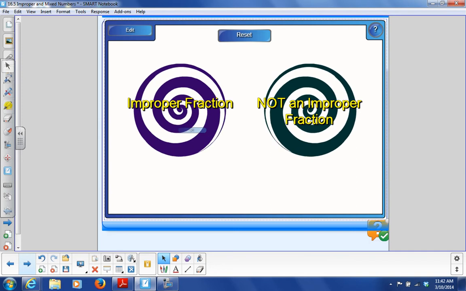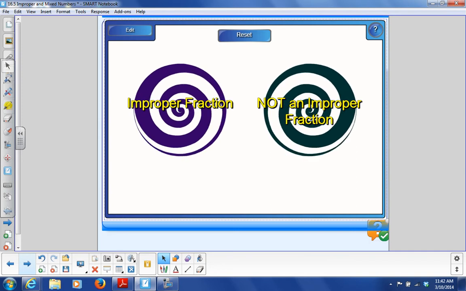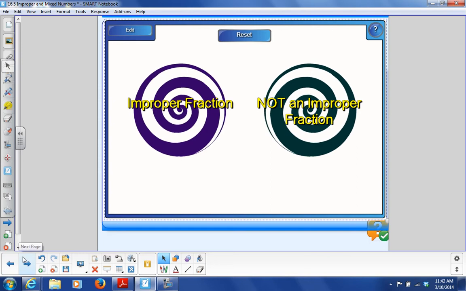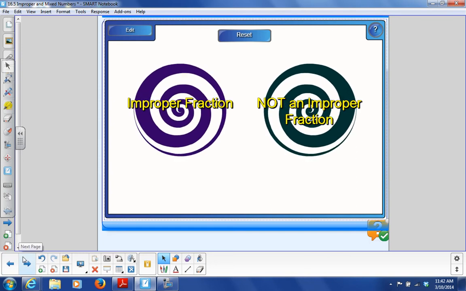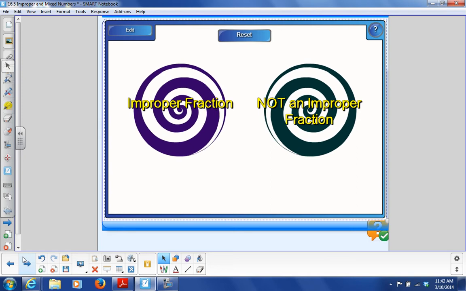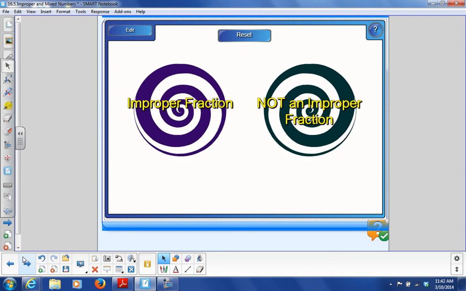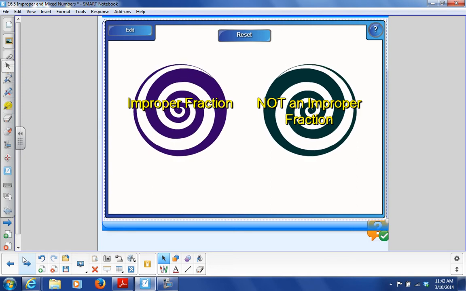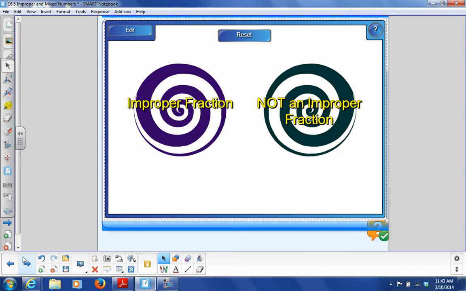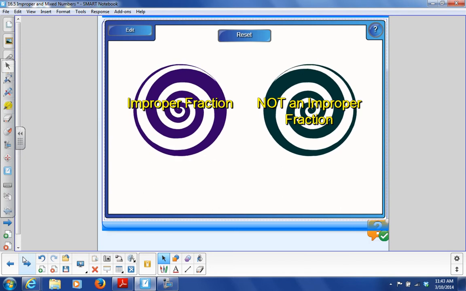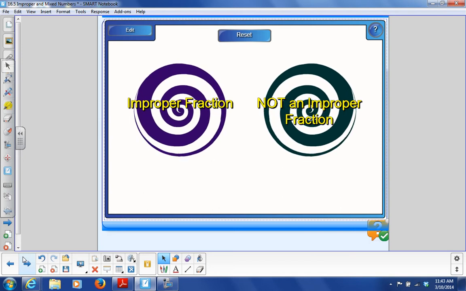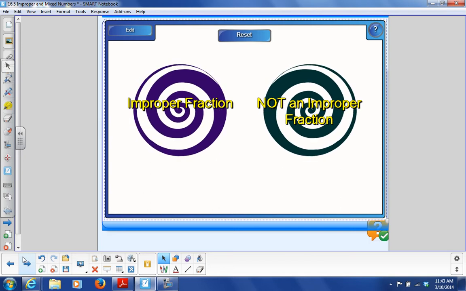Okay. Why? Because the numerator is bigger than the denominator. Great, numerator is bigger than the denominator. Good. Alright, so an improper fraction has a what? Everybody, the numerator is bigger than the denominator. Okay, so an improper fraction, the numerator is bigger than the denominator. We're gonna keep doing it until I get everybody to participate. The improper fraction, the numerator is bigger than the denominator. Thank you. Sit up, please.